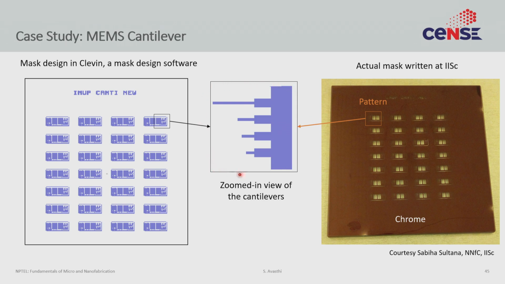What is our feature? Our feature is exactly this cantilever. If you zoom in on one of these fields, you'll actually see the cantilever, and this mask is written onto a mask plate. Here, this is the chrome, the opaque parts, and then there are some transparent regions, and if you zoom into the transparent regions, you will see the pattern that you want to make.